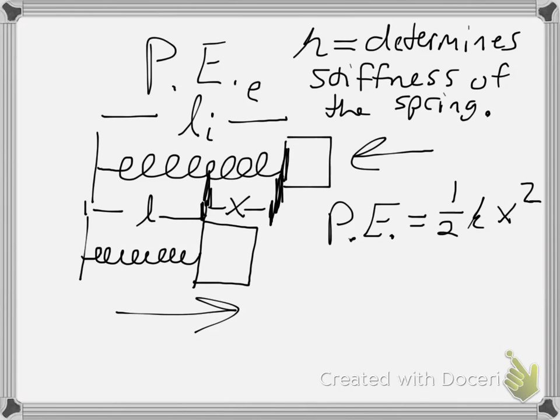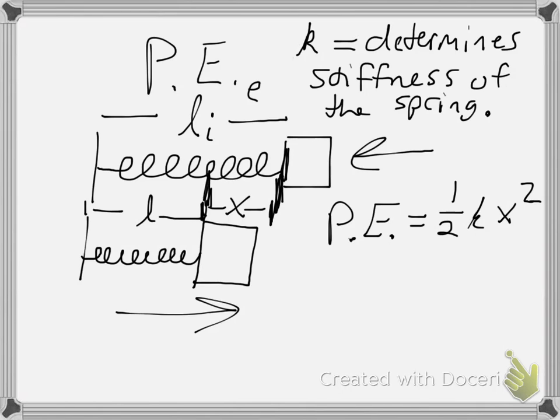Okay, K determines, I can't make a K for the life of me. K determines the stiffness of the spring. So the higher the spring constant, the more stiff the spring. Something like a slinky is going to have a very low spring constant, whereas the shocks on your car are going to have a very large spring constant.